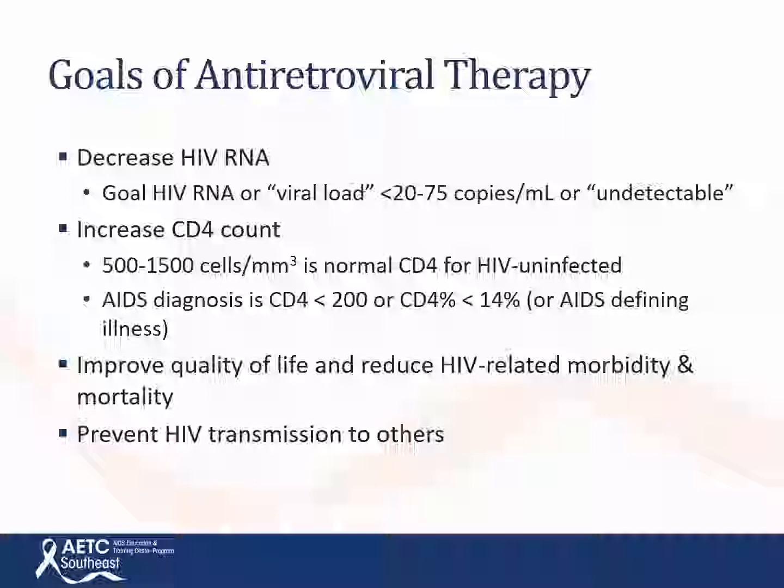The goals of ART include getting the viral load, which is also known as HIV RNA, to undetectable, increasing CD4 counts, and as a reminder, a person without HIV infection usually has a CD4 count in the range of 500 to 1500, and an AIDS diagnosis is considered a CD4 count less than 200. This is advanced immune suppression. And other treatment goals include improving quality of life, reducing morbidity and mortality, and as previously mentioned, preventing HIV transmission to others.